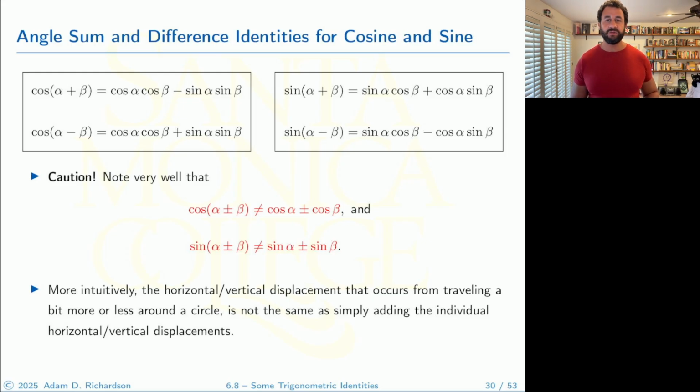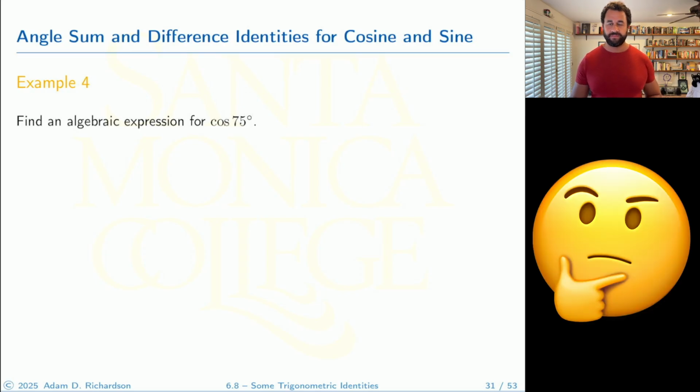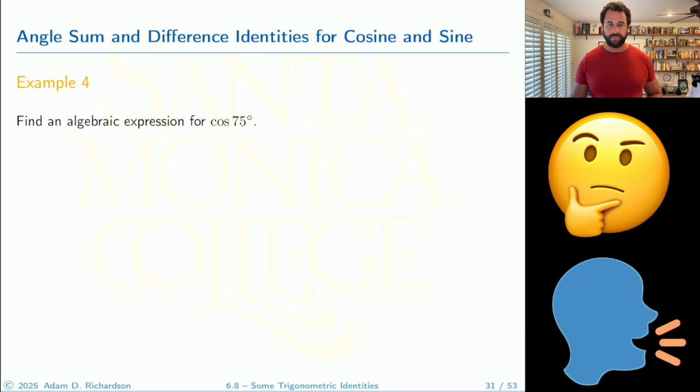All right. Now let's see the utility of this type of identity. Let's see where we can use it. We're going to find an algebraic expression for cosine of 75 degrees. And I think you all might be able to do this one on your own to start. So I want you to think about this one for a minute. So think about it, and now verbalize something. Maybe you could ask yourself, what does it mean to write it as an algebraic expression?